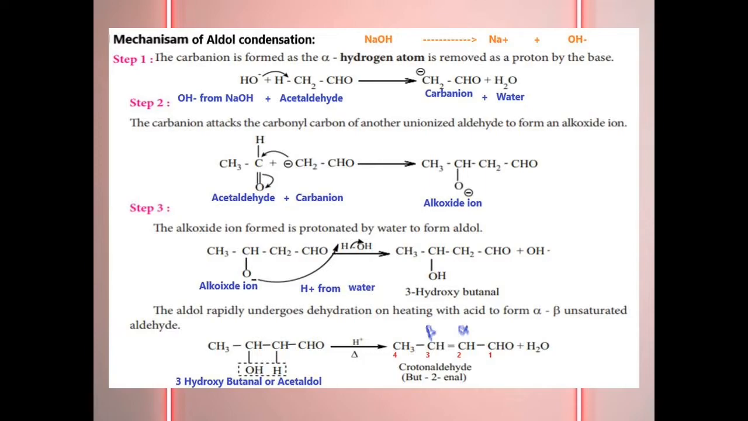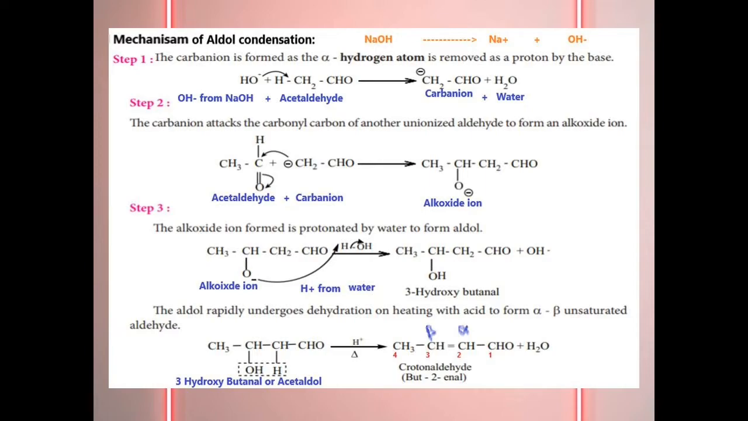Now in step 3, the alkoxide ion has O minus. That O minus is attracted by H plus from water, so we get the product 3-hydroxybutanal. Now the other name of 3-hydroxybutanal is acetaldol. When it is heated we get an alpha beta unsaturated aldehyde.